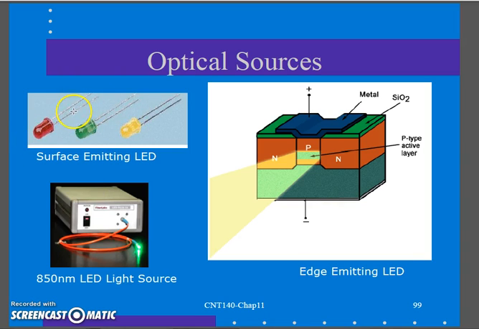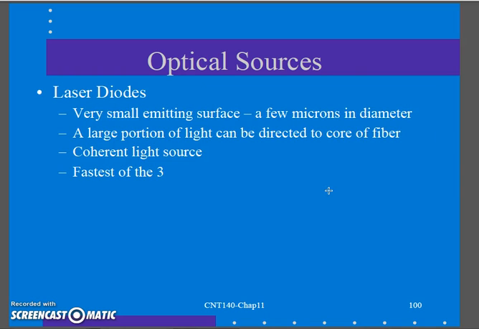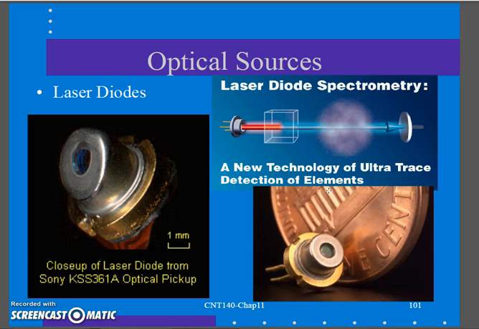Here's your surface emitting, like we're used to seeing something's on. Meanwhile, over here is an edge-emitting. The structure of it is a lot different. It's emitting from the edge instead of the surface up here. It's emitting from the edge, so it's kind of a focused beam already. Meanwhile, your laser light sources are typically laser diodes. These are very small and actually produce a very focused beam of light from the get-go.